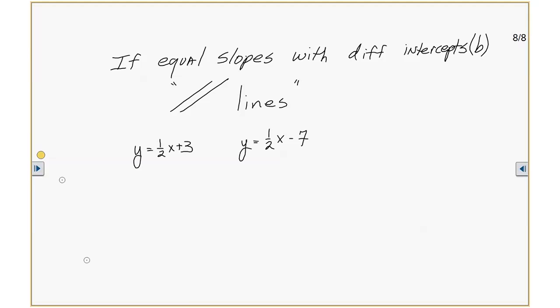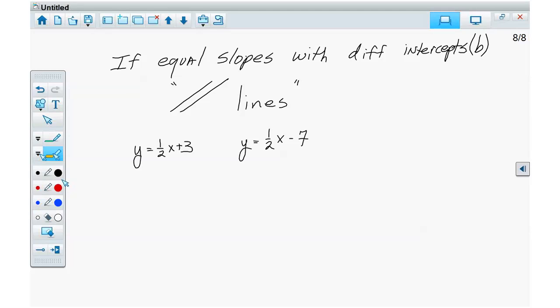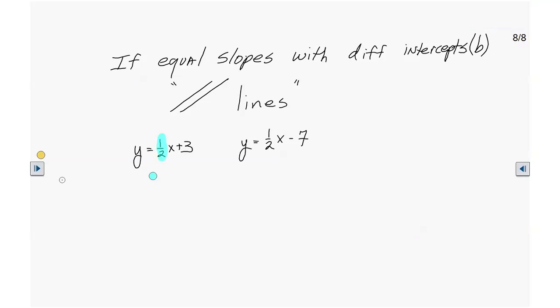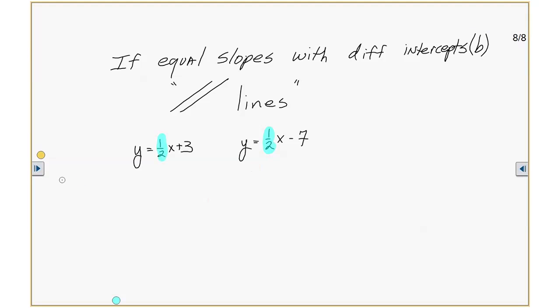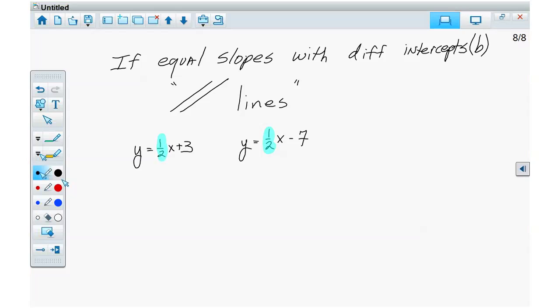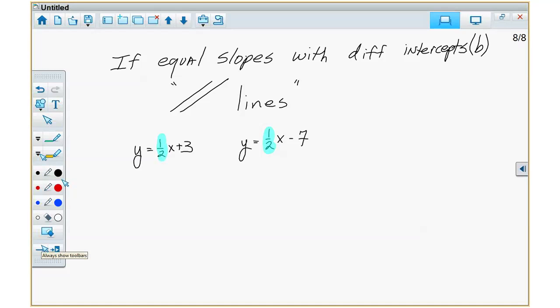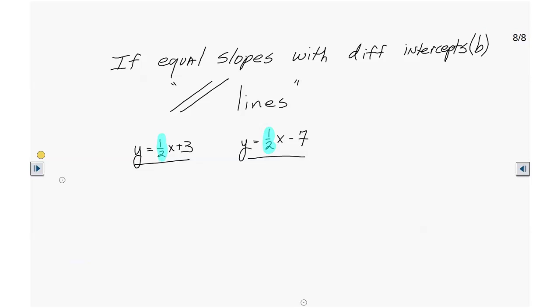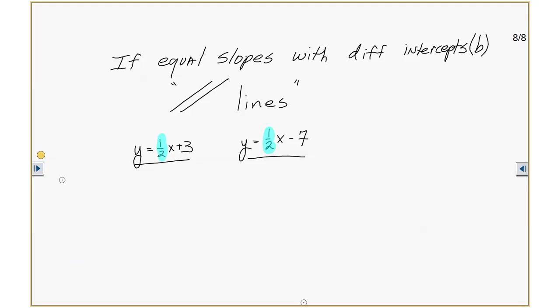What is the slope on both of these? 1/2. Are they equal? Then these two lines are parallel. And they have to give you two equations. They can't give you one equation and say, oh, these lines are parallel. They have to give you two equations to compare. So these two are parallel.